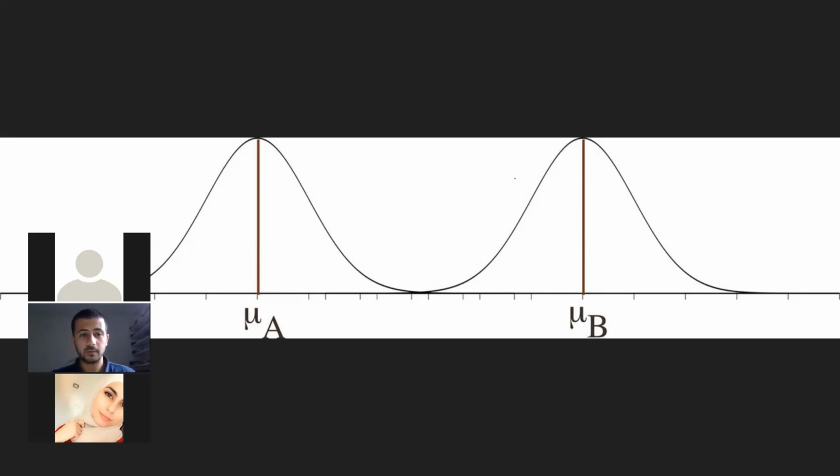What does that mean? That means if I have group A and group B, group A will have a distribution and group B will have a distribution. Those distributions might come together and might be far away from each other.